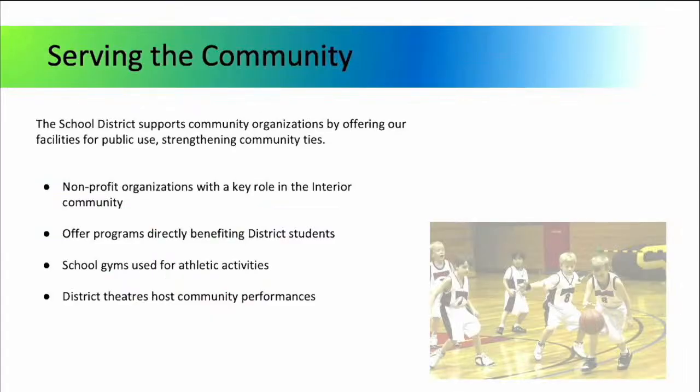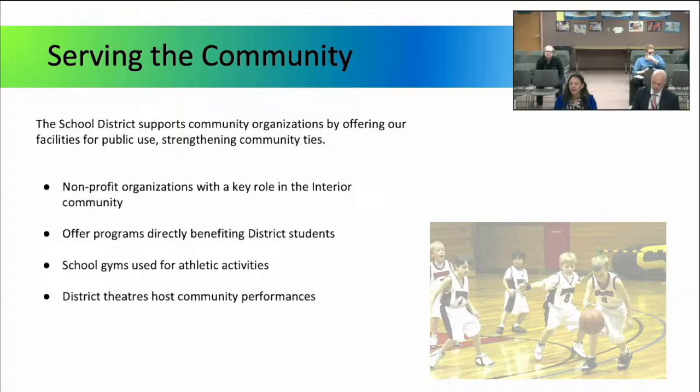So first of all, we serve our community and community organizations by offering our facilities for public use. These are usually offered to nonprofit organizations with a key role in the community. We also offer programs that directly benefit the district students. They use our school gyms for athletic activities, and they also utilize our theaters where we host community performances.